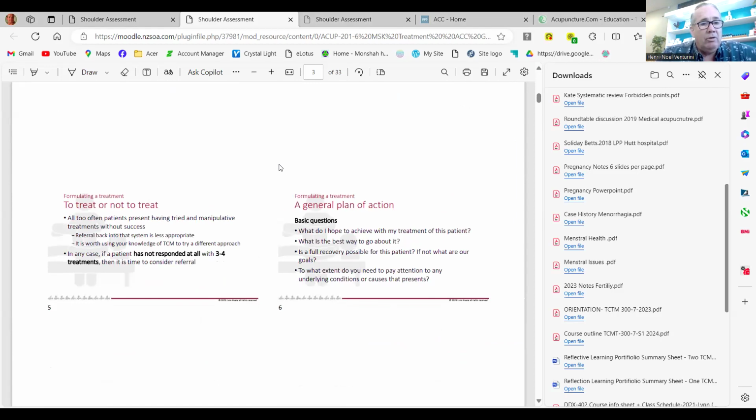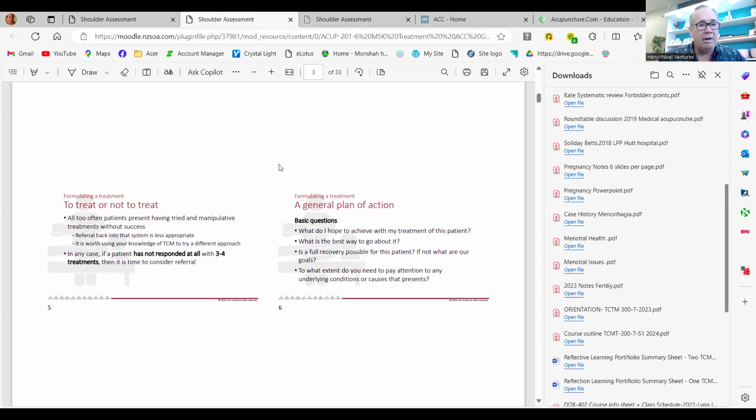Formulating a treatment: to treat or not to treat. All too often, patients present having tried to manipulate treatments without success. Referral back into the system is less appropriate. It is worth using your knowledge of TCM to try a different approach. This is why most people come to see an acupuncturist, because physios, chiros, and medical practitioners are not as effective as they should be.